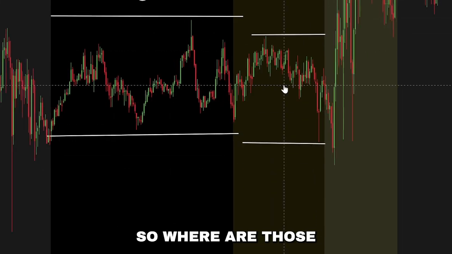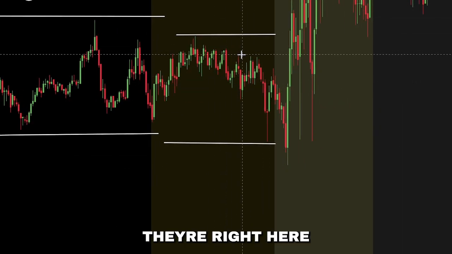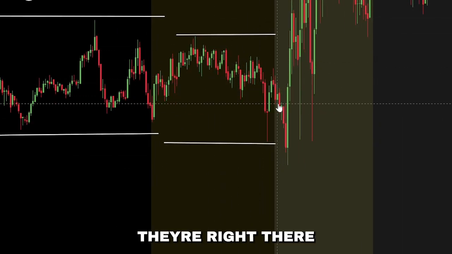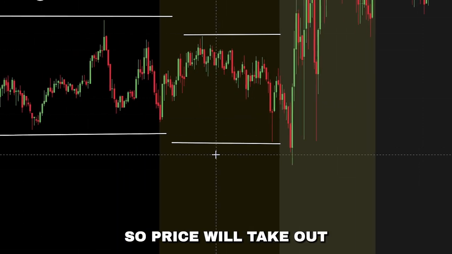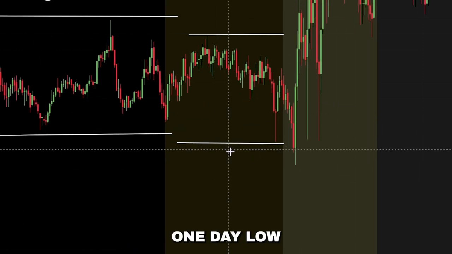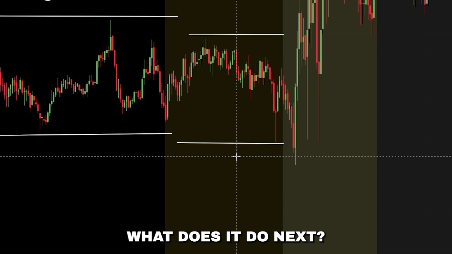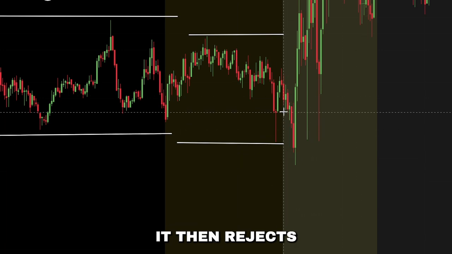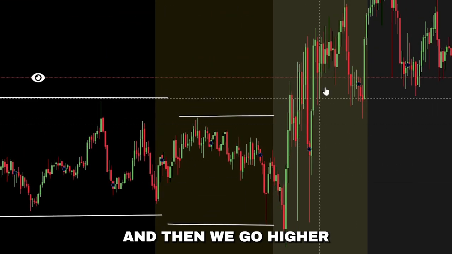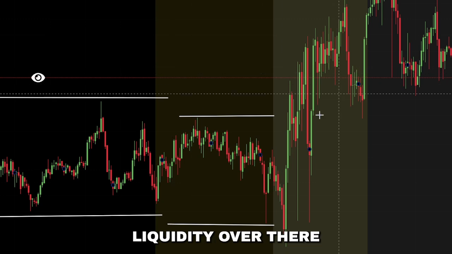So where are those orders at? They're right here, they're right there. So price will take out Asia low, London low, and then what does it do next? It then rejects, and then we go higher and we take out all of this liquidity over there.